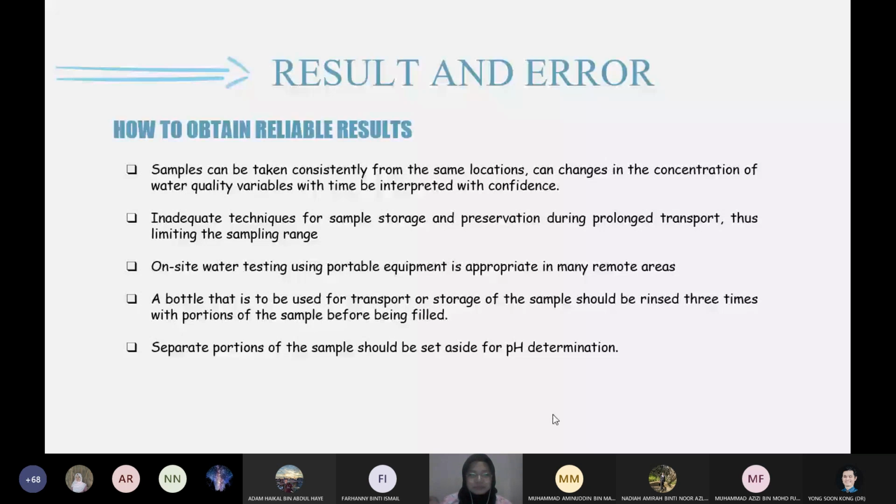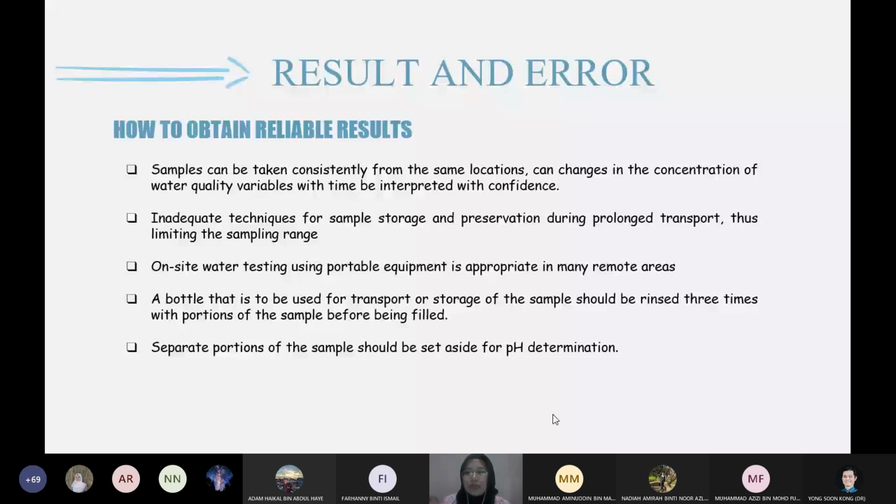A bottle that is to be used for transport or storage of the sample should be rinsed 3 times with a portion of the sample before being filled. And lastly, the sample for pH determination must be separated. The same sample must not be used for any other determination because of potassium chloride diffusing from the pH probe.